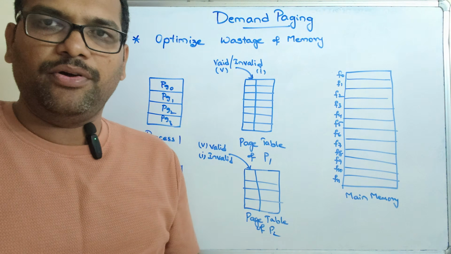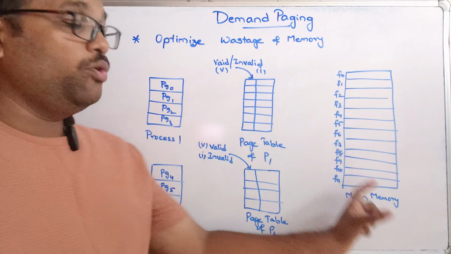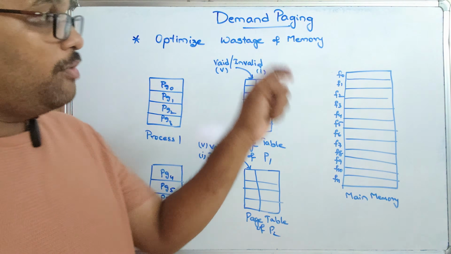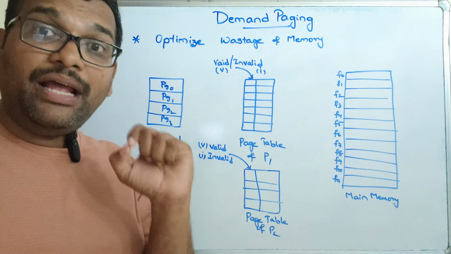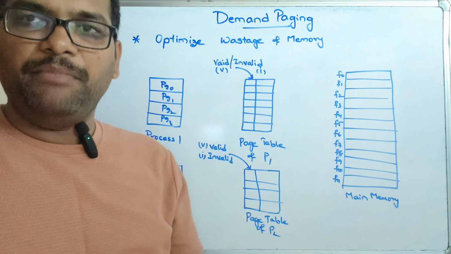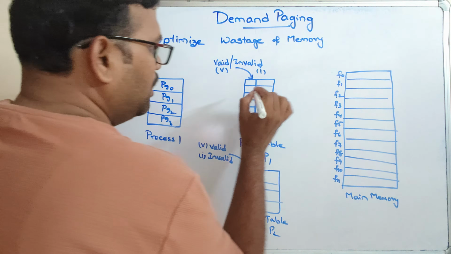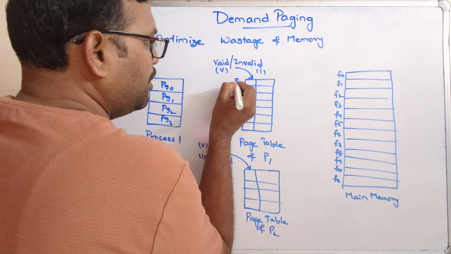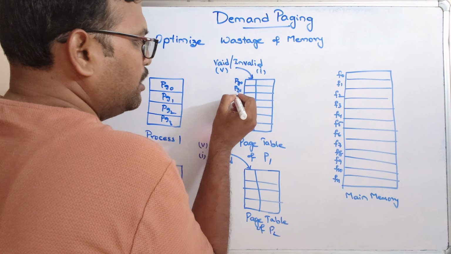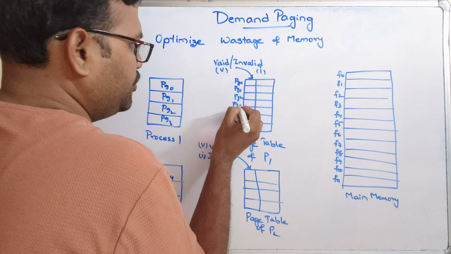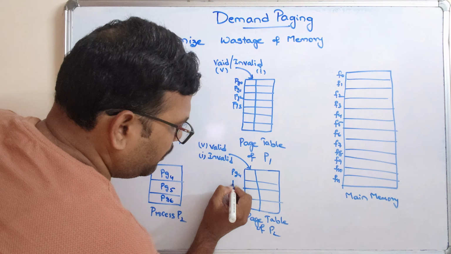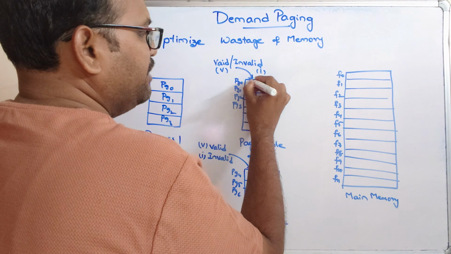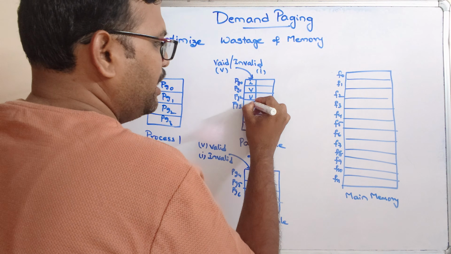Now, it doesn't mean that we have to store all the pages in the main memory; all pages need not be loaded in the main memory. In demand paging, as the name itself indicates, with the demand of the CPU only the required pages will be loaded into the main memory. For example, among these four pages, page 0, page 1, page 2, page 3, and here page 4, page 5, page 6, let us say some are invalid and some are valid.